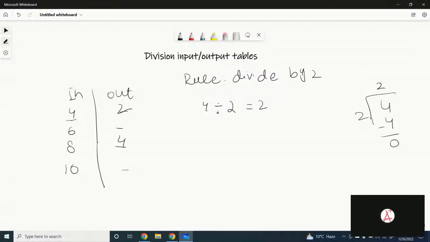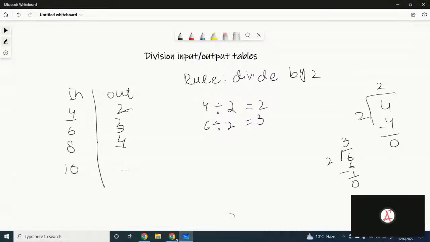Got it? The next input value is 6. Divide the 6 by 2. Okay, 2 times what number is 6? 2 times 3 is 6. Got it? So that means the next output value is 3 because you have to divide the input value by 2.